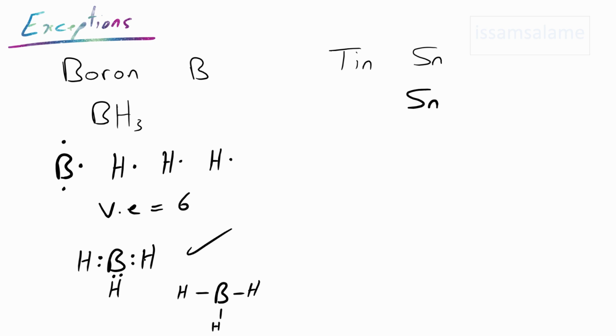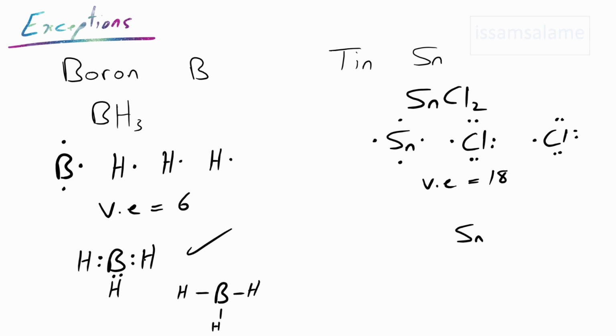Another example, tin dichloride. We draw the Lewis structure for tin with 4 dots, 2 chlorine atoms each with 7 dots. The total number of valence electrons is going to be 18. Tin at the center, chlorine atoms at the ends. First we place the shared pairs, then we complete the octet for chlorine atoms. We don't have enough electrons to complete the octet for tin, and it's going to be stable like this.